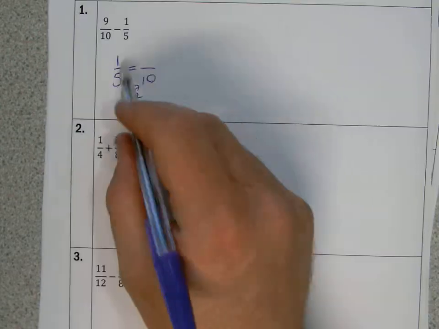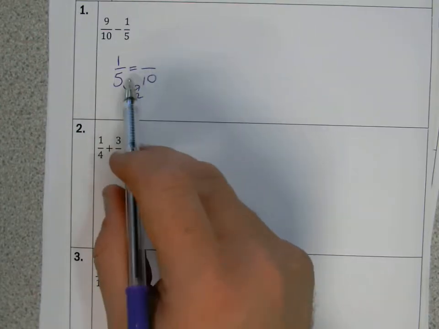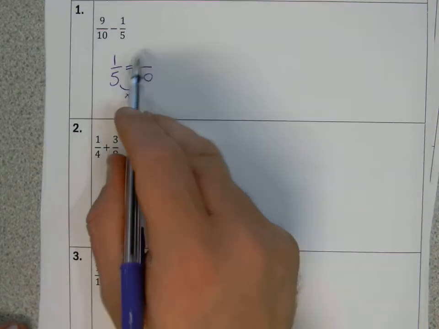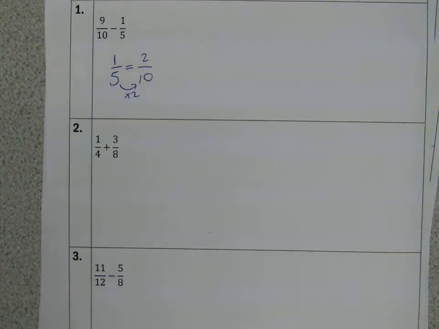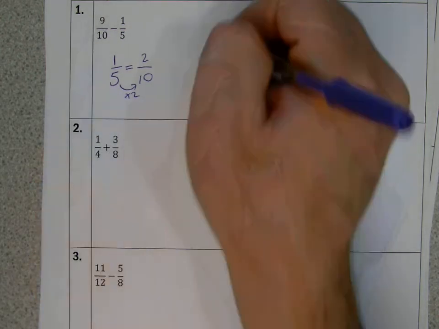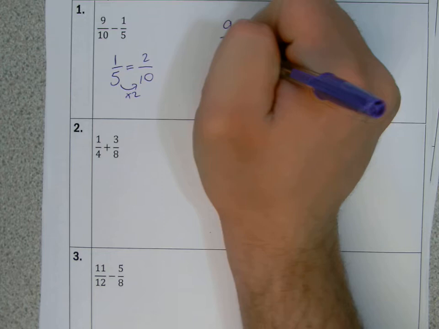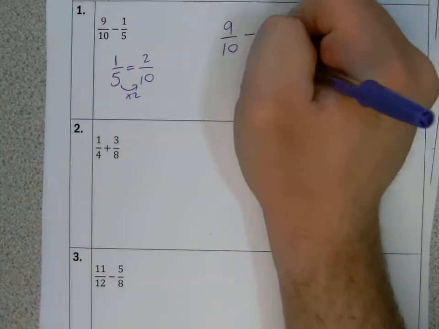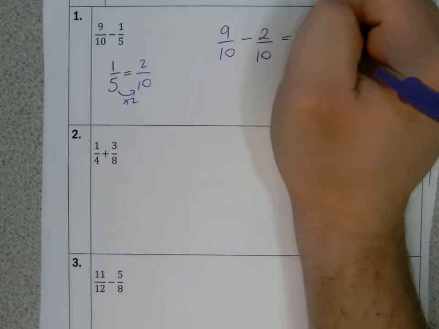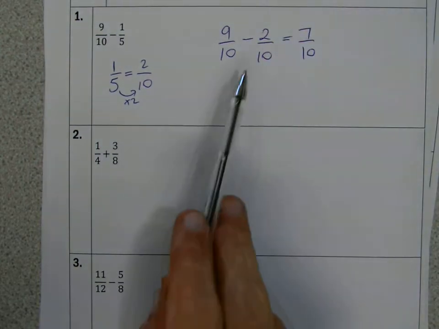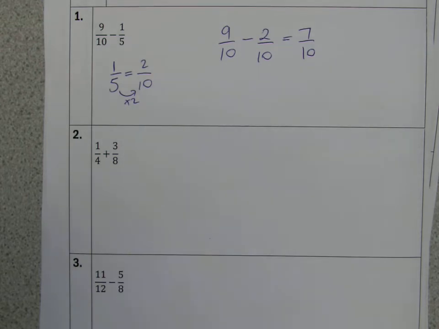But we do the same then to the top. Remember, with equivalent fractions, whatever you do to the bottom, you must do to the top. So we times the top by 2, and we'll get 2, so 2/10. This is already out of 10, isn't it? So we'll keep that as 9/10, and we take away 2/10. And we get our answer of 7/10, because 9 take away 2 is 7, and we keep the bottom number as 10.